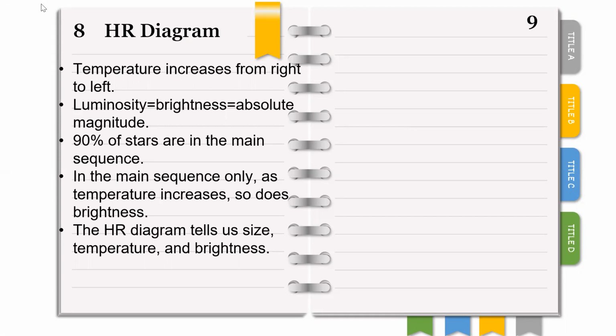The HR diagram does not tell us color. Your HR diagrams are in black and white. You would not know what color it was unless we told you. The HR diagram tells us size, temperature, and brightness.